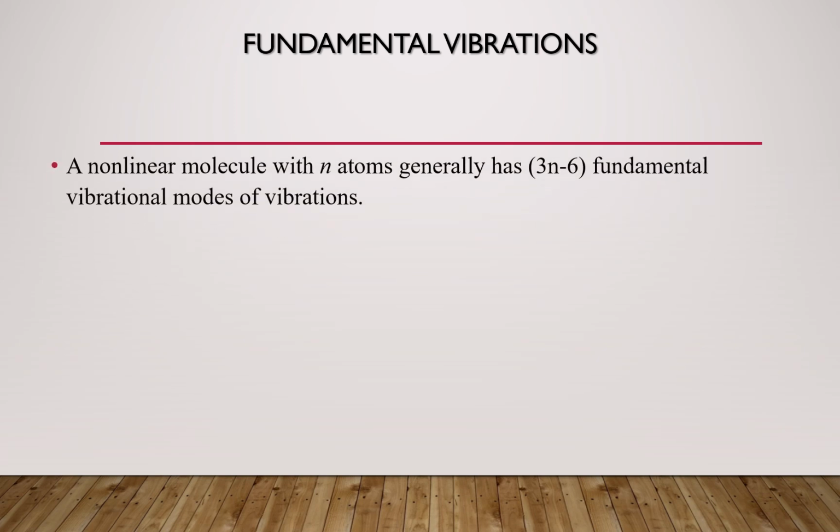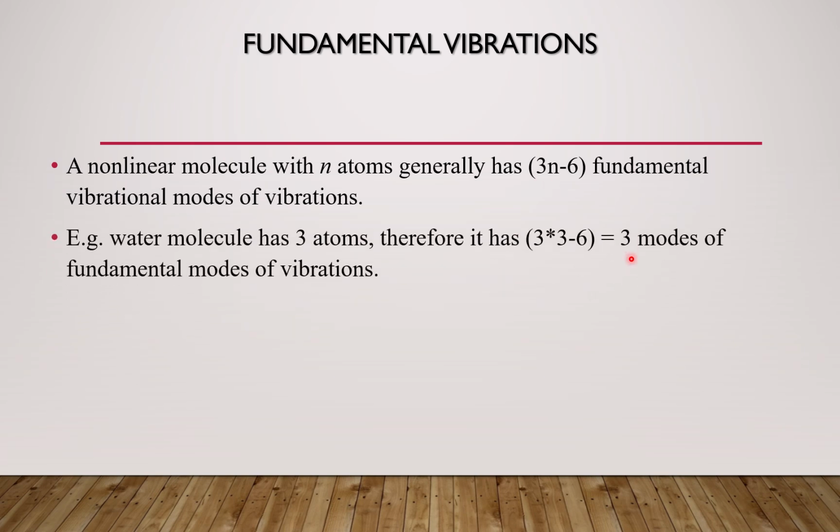Now, how do we find out how many modes of vibration a particular molecule will show? First of all, it depends upon whether your molecule is linear or non-linear, and depending upon that, we have a formula to calculate the total number of fundamental vibrations. If the molecule is non-linear, then it is 3n minus 6. We can use this to calculate total fundamental vibrational modes, where n is the number of atoms.